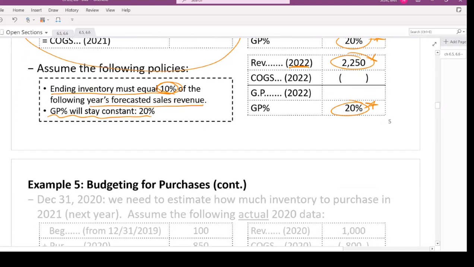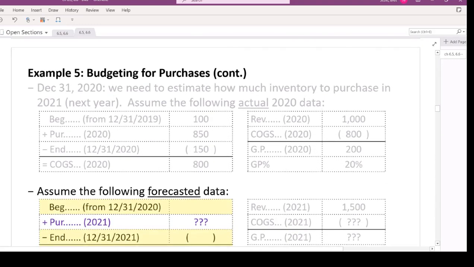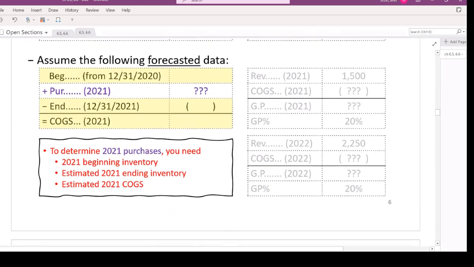We're going to flip through a bunch of slides here just to focus in on what you need to worry about. On slide number 6, this is the key figure here, we need to figure out what purchases are going to be for 2021. Given the cost of goods sold model, we need to figure out what the 2021 beginning inventory is, estimate what 2021 ending inventory is going to be, and also get an estimate for cost of goods sold for 2021. If we can figure those out, we only have one unknown, one equation. We can figure out what purchases needs to be.